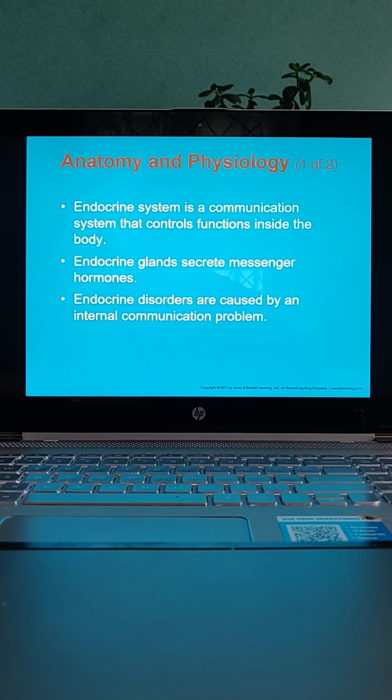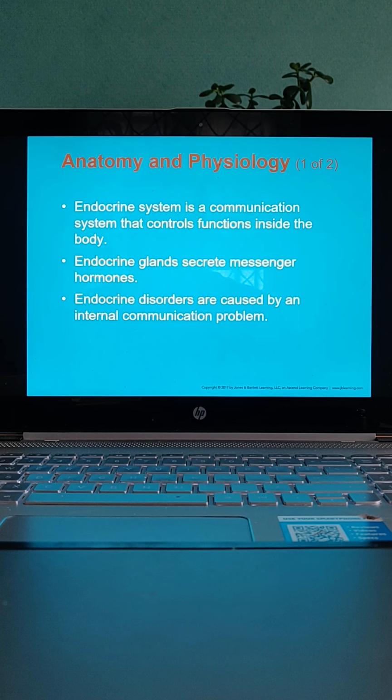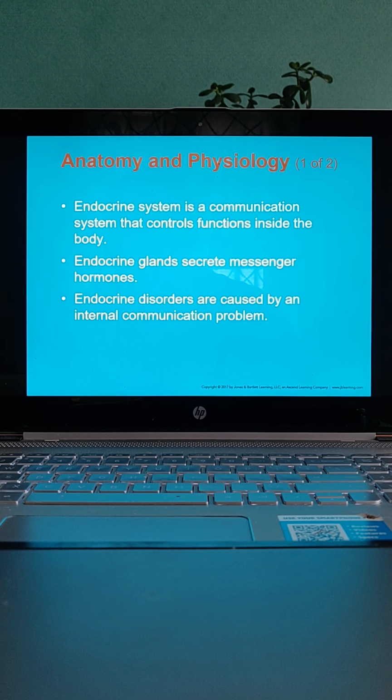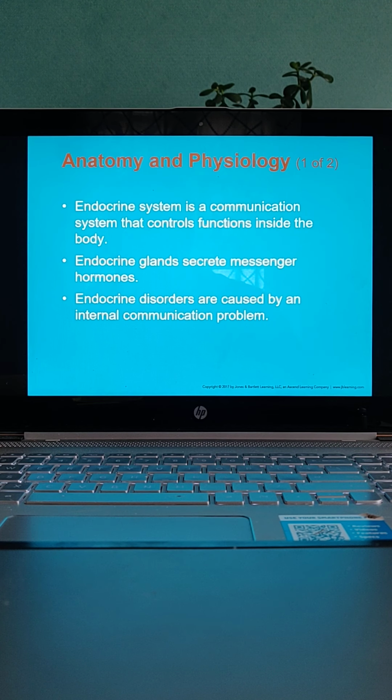Okay? So, the endocrine system is a communication system that controls functions inside the body, yes. The endocrine glands secrete messenger hormones, and endocrine disorders are caused by an internal communication problem. That is correct. So let's take that into a little bit more detail. So we know what the endocrine system is. It's basically a communication system between the collection of all the glands that produce hormones that regulate our growth and development, our tissue functions, our sexual functions, our reproduction, sleep, along with a lot of other things. Okay? If those systems are working and everybody's talking to each other, then we're in homeostasis.